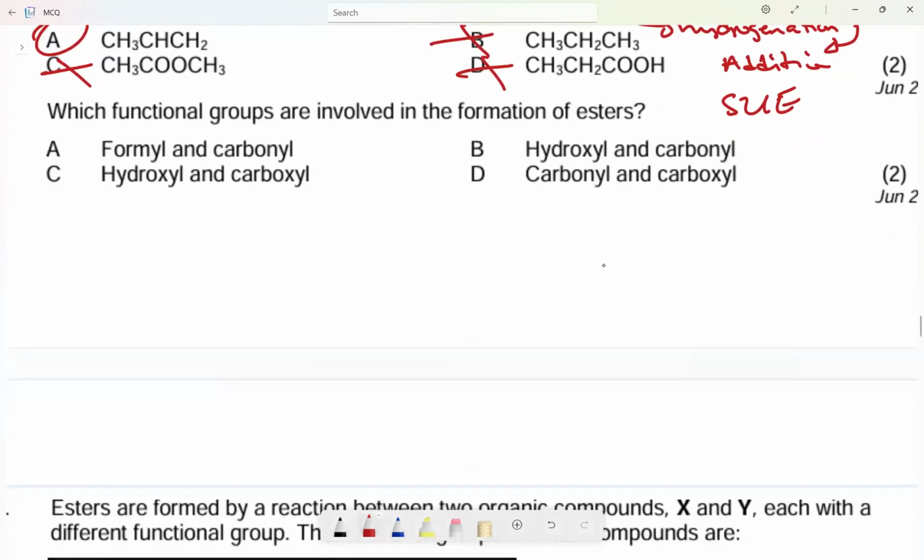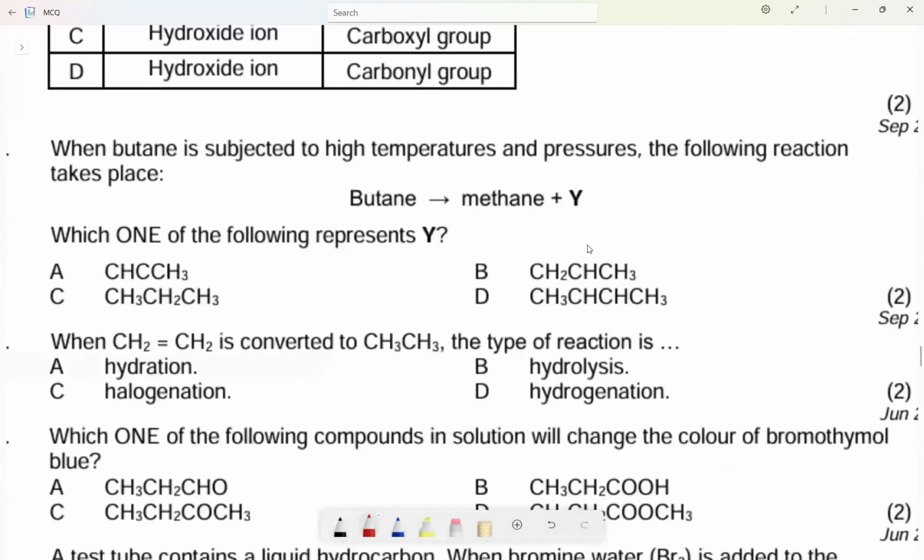Which functional groups are involved in the formation of an ester? Remember, an ester is formed when we have alcohol as well as COOH. It means I need hydroxyl as well as carboxyl. Hydroxyl, yes. Carbonyl, no. Hydroxyl and carboxyl, very, very good. How interesting is that?